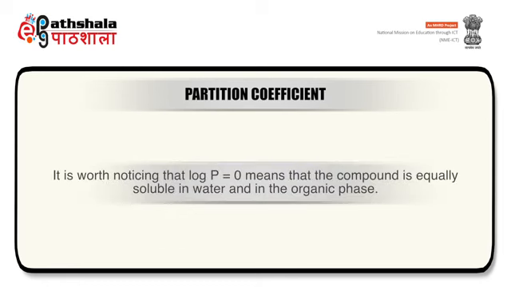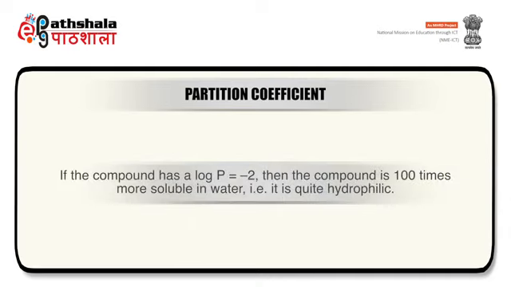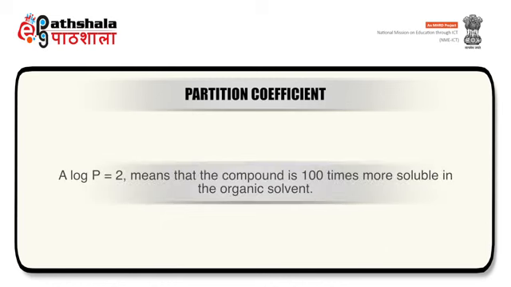It is worth noticing that log P equal to 0 means that the compound is equally soluble in water and in the organic phase. If the compound has a log P value of -2, then the compound is 100 times more soluble in water, that is, it is quite hydrophilic. A log P value of 2 means that the compound is 100 times more soluble in the organic solvent.